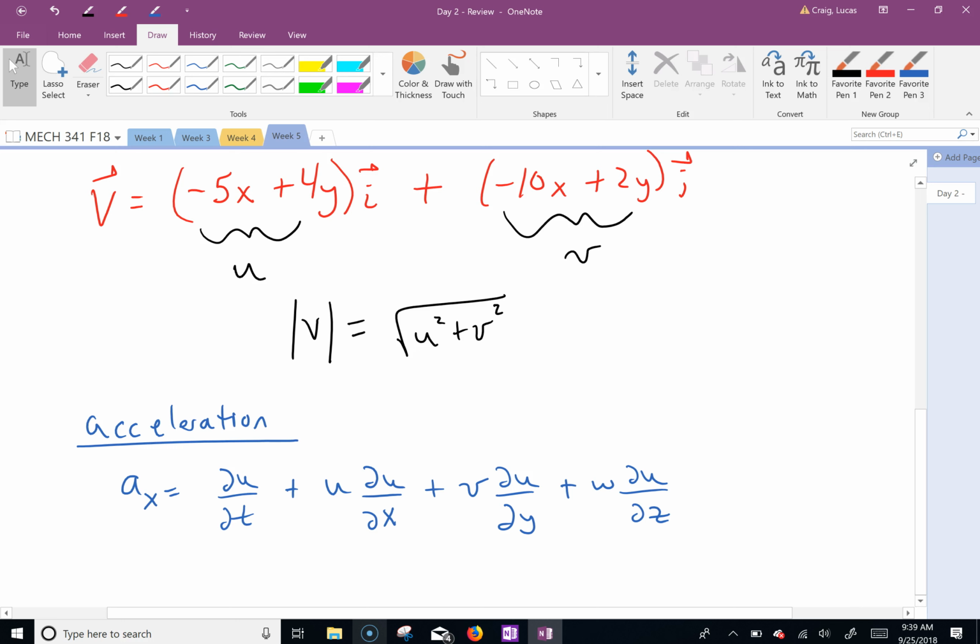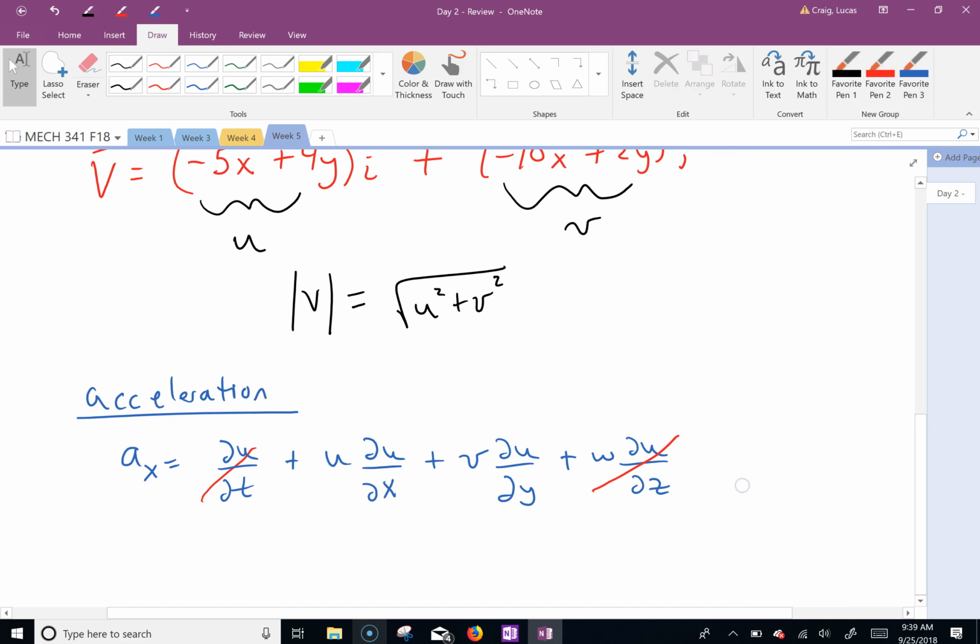Okay, so in this problem that we have right here, is the velocity a function of time at all? No. So that term would be gone, right? We have u, and there is a u with respect to x, so we're going to keep that. And there is this term too, right? Because there's a v and a partial of u with respect to y. Okay, but there's no w, so that term would go away.